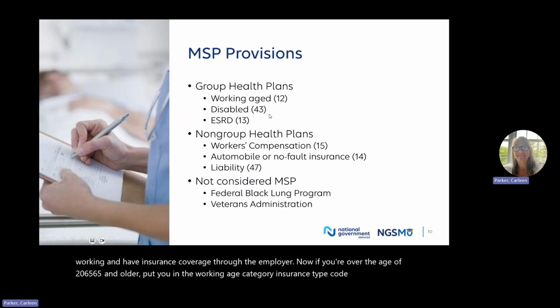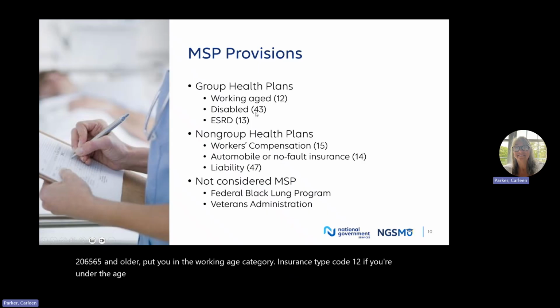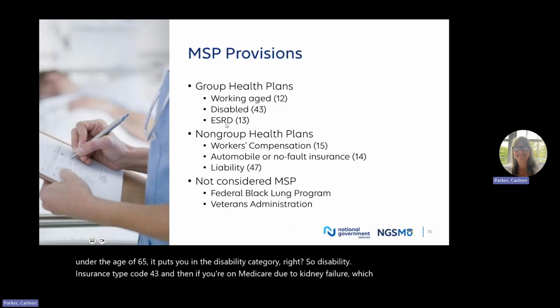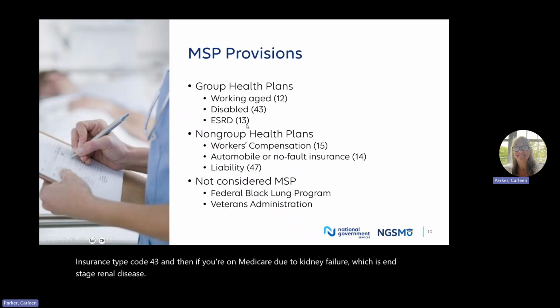If you're under the age of 65, it puts you in the disability category, right? So disability, insurance type code 43. And then if you're on Medicare due to kidney failure, which is end-stage renal disease, then that will put you in that category.